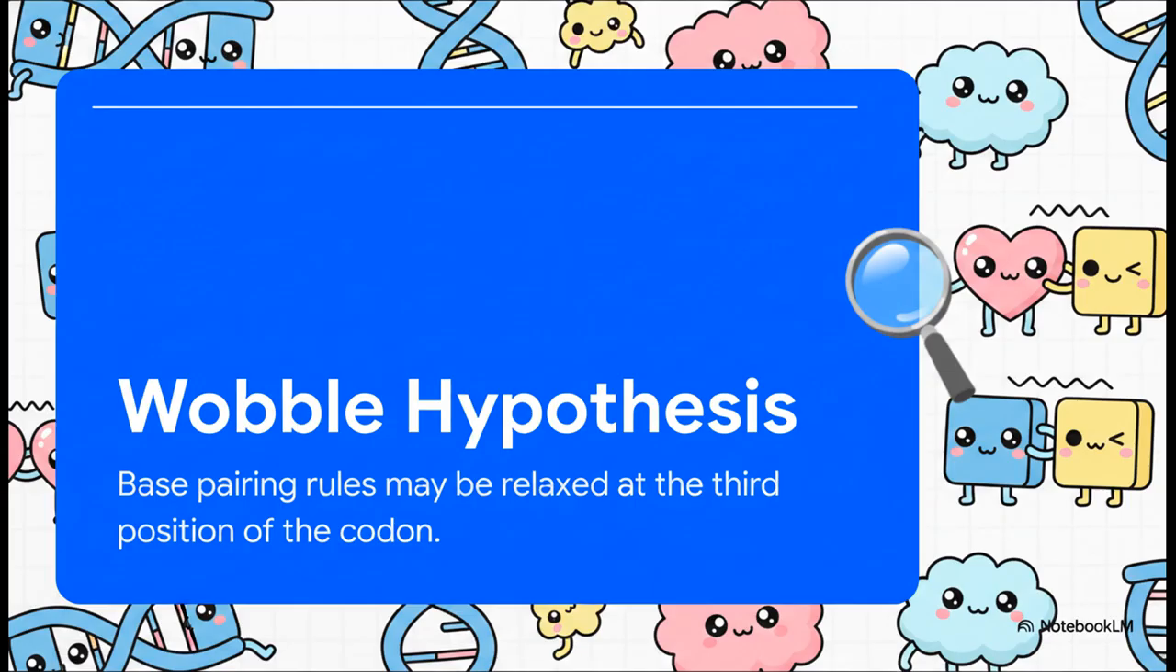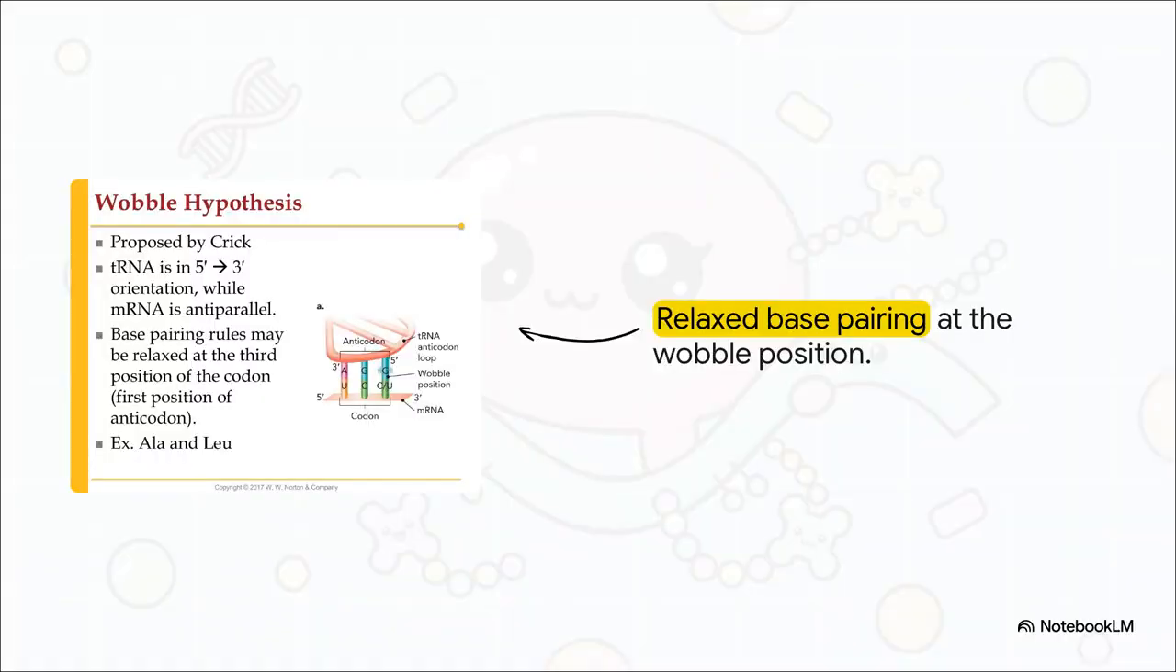This is a genius evolutionary shortcut. It literally allows a single tRNA molecule to recognize and bind to more than one specific codon. This relaxed base pairing physically happens right at the wobble position. That's the 3rd position of the codon matching up with the 1st position of the anticodon on the tRNA. The tRNA is oriented 5' to 3', and the mRNA is antiparallel. Because of this spatial geometry right at this specific spot, standard hydrogen bonding rules get effectively bent. It allows for non-canonical base pairing.